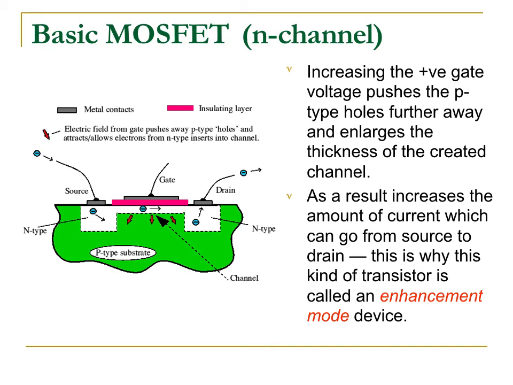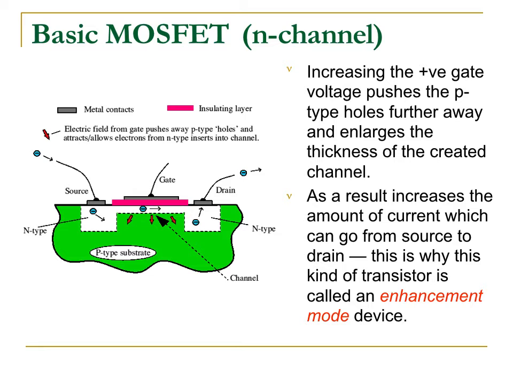There are two modes in which it can work. One is the enhancement mode and the other is the normal mode. The enhancement mode is nothing but the amount of current that we give to the source, the amount of current which can go from the source to the drain, will define a transistor to be in an enhancement mode, which is nothing but increasing the positive gate voltage. So by increasing the amount of voltage that we give to the gate, we can change the transistor mode into an enhancement mode. Thereby it enlarges the thickness of the channel created.